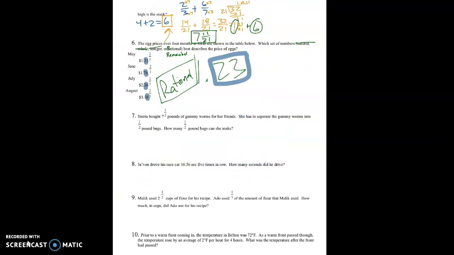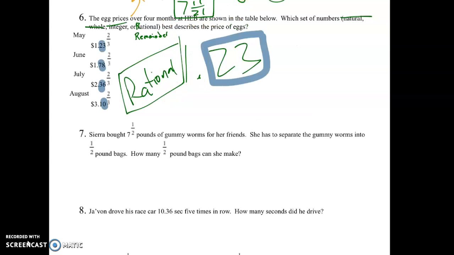There we go. Number 7. Sierra bought 7.5 pounds of gummy worms for her friends. She has to separate the gummy worms into half-pound bags. So how many half-pound bags can she make? So let's think about, what is she dividing? It says separate, and she's separating them into equal size bags. So what is actually getting divided here? Because sometimes we put things in the wrong order. Are gummy worms getting divided, or are bags getting divided? The gummy worms are getting divided.